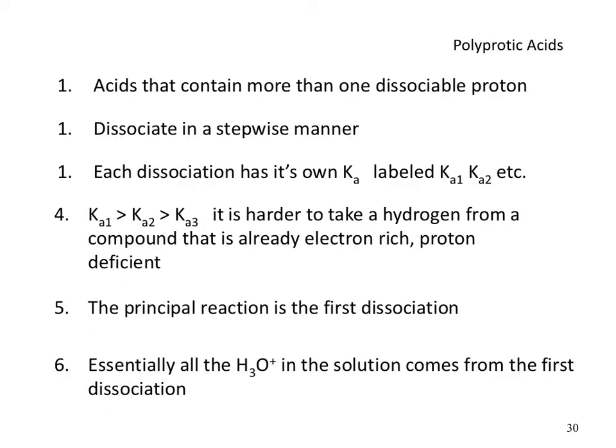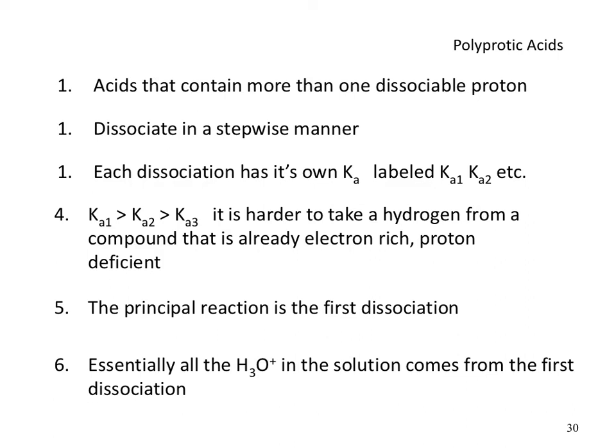So let's discuss polyprotic acids, acids that contain more than one dissociable proton. I showed you the diprotic and the triprotic acids. Realize that the dissociation is going to occur in a stepwise manner, so each dissociation will have its own Ka value. The first dissociation usually will be larger. Like the example I gave you for sulfuric acid, the first dissociation is responsible for the entire amount of hydronium ion concentration. The second one is just an equilibrium reaction.